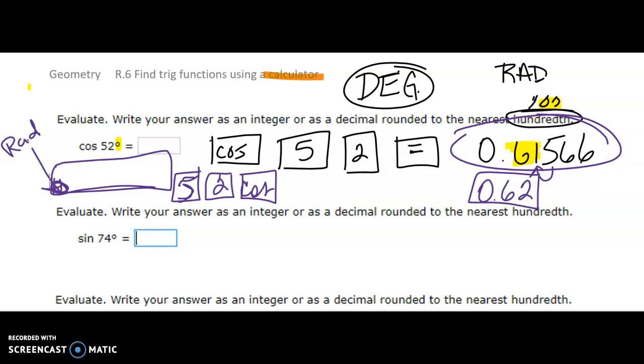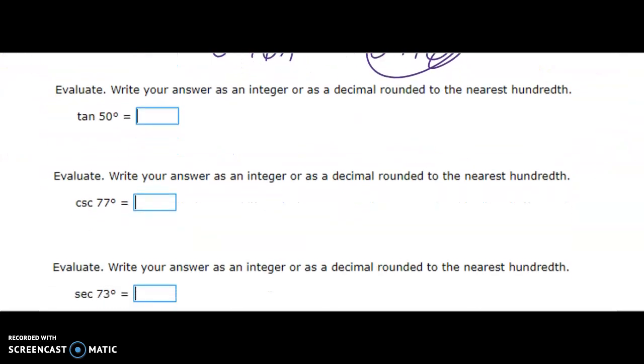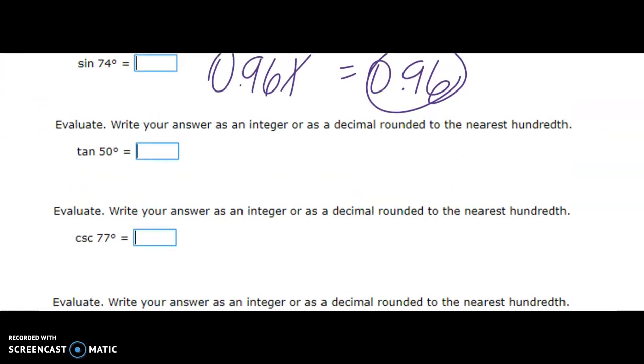So now I'm going to kind of speed it up and just push sine 74 in my calculator. 0.961. I'm just going to get 3 numbers. This one is not 5 or higher, so it's 0.96. Tangent 50, 1.191. We don't need the 1, so 1.19.